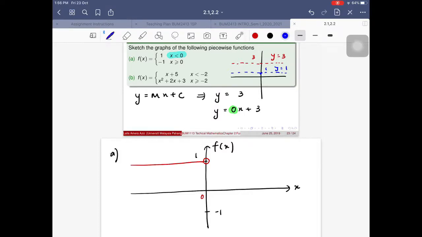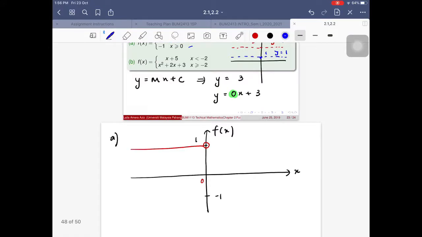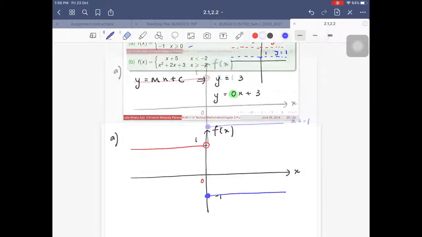And I'm going to do the same, but now for y equals negative 1. So it's going to be at y equals negative 1, but now x is actually included. So it's going to extend as a horizontal line.